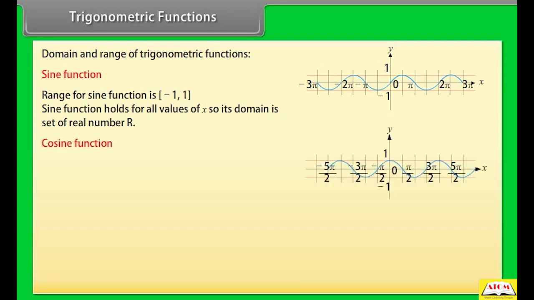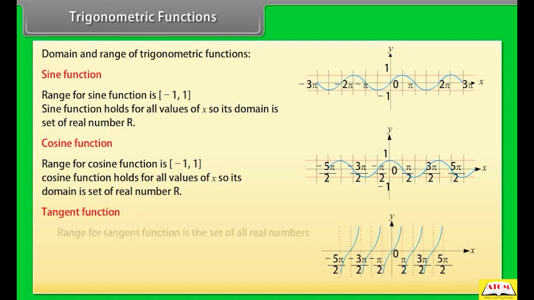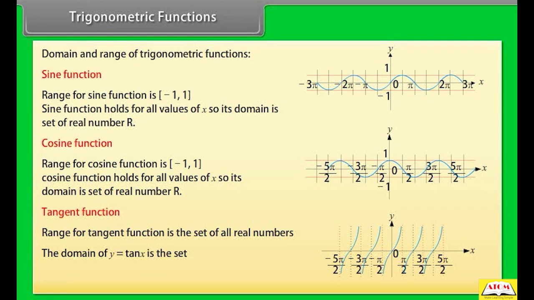Cosine function. Range for cosine function is -1 to 1. Cosine function holds for all values of x, so its domain is the set of real numbers R. Tangent function. Range for tangent function is the set of all real numbers. The domain of y equals tan x is the set of x belonging to real numbers, x not equal to (2n plus 1) pi by 2, where n is any integer.